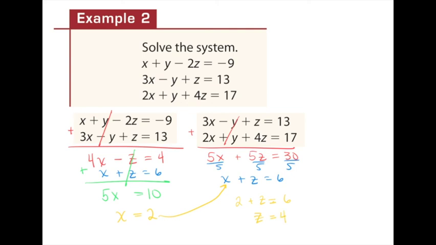Now I'm going to take the x and the z, and I'm going to go back up here to one of these and plug it in. And I promise I just picked the easiest one that I think it is. So if I think the first one's easiest, then I would say x, that's a 2, plus y, I don't know, minus 2 times z, which I do know, equals -9. Right? So I have 2 plus y minus 8 equals -9.